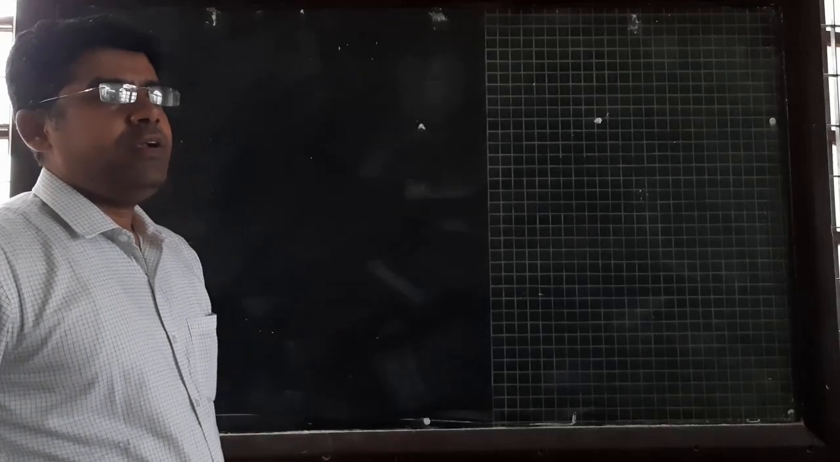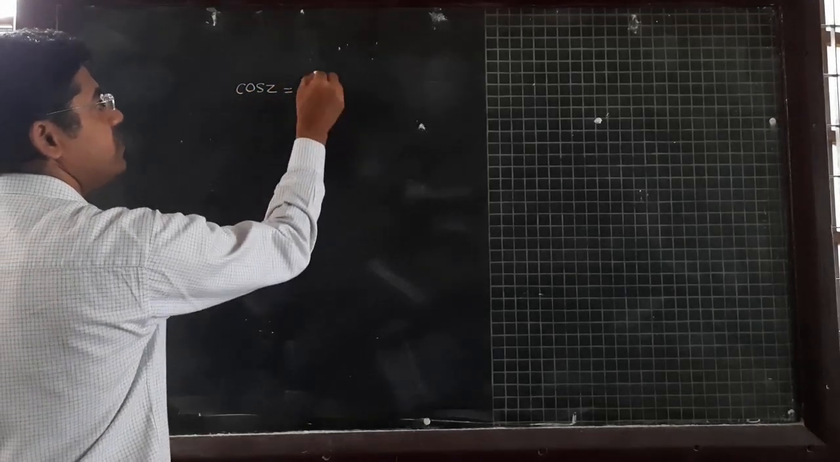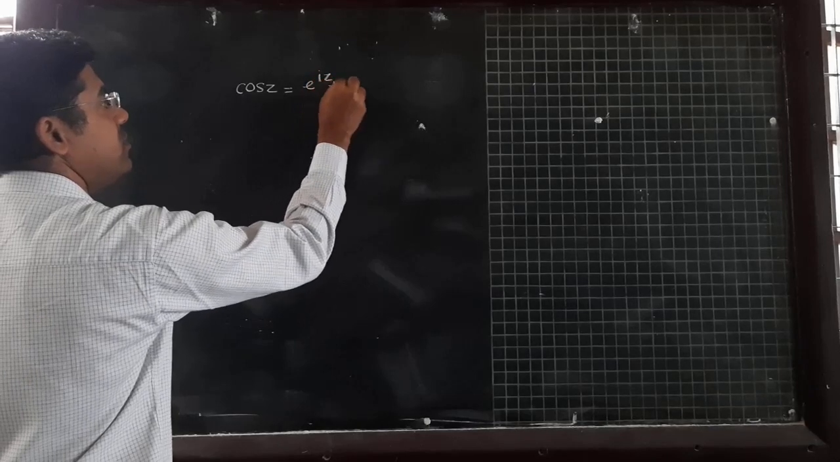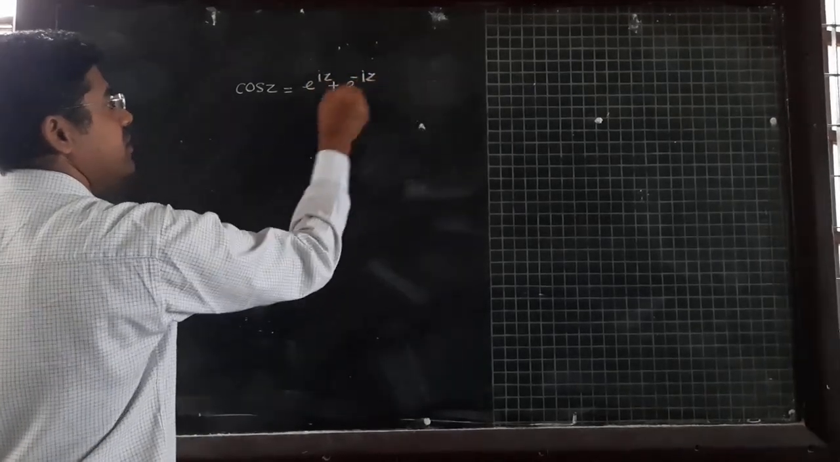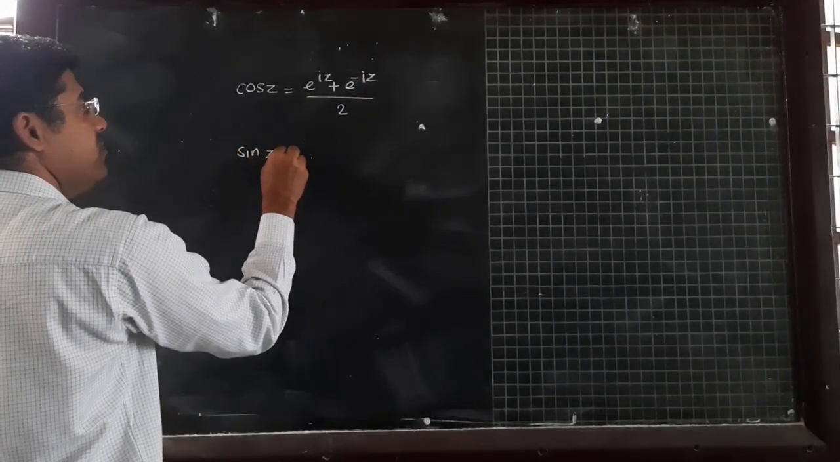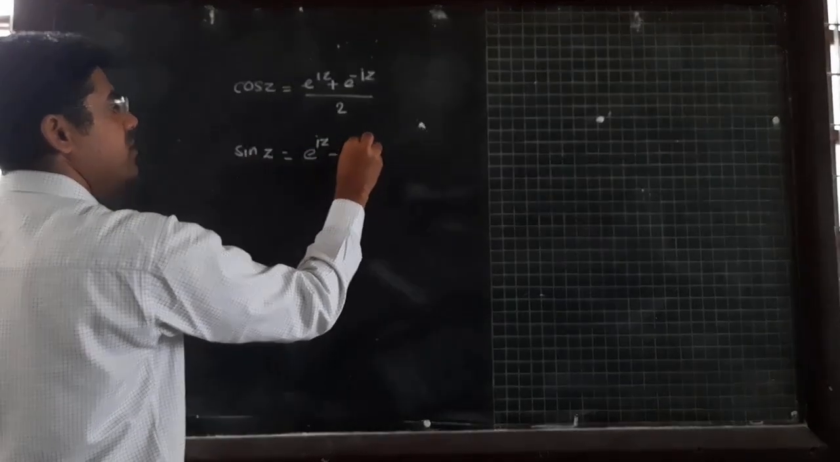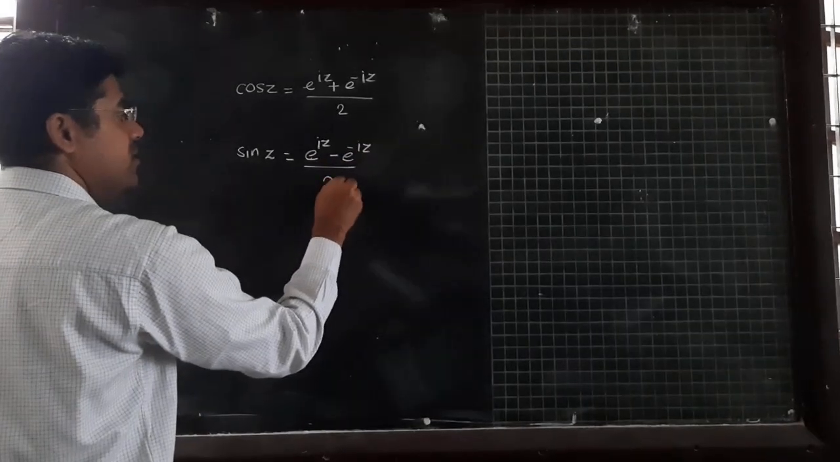Hello friends. In the last lecture we have seen the trigonometric and hyperbolic functions of complex numbers. We have seen cos j is equal to e raised to ij plus e raised to minus ij upon 2. Then sin j is nothing but e raised to ij minus e raised to minus ij upon 2i.